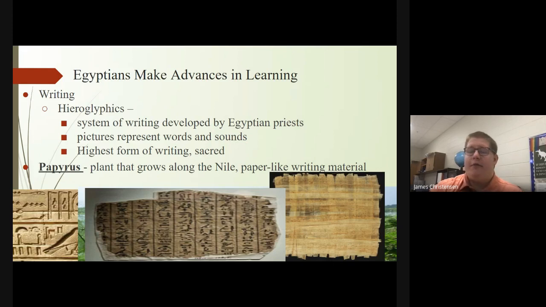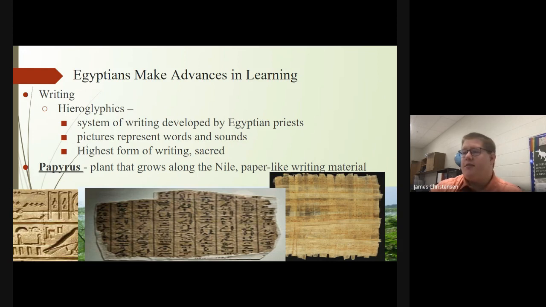All right, so of course, we're talking ancient Egypt, we have to talk about hieroglyphics. This is the system of writing developed by Egyptian priests. Again, for the most part at this point in history, most writing was done by priests and scribes. Now, they created a system in which pictures represented words and sounds, and this was the highest form of writing in ancient Egypt and quite sacred.